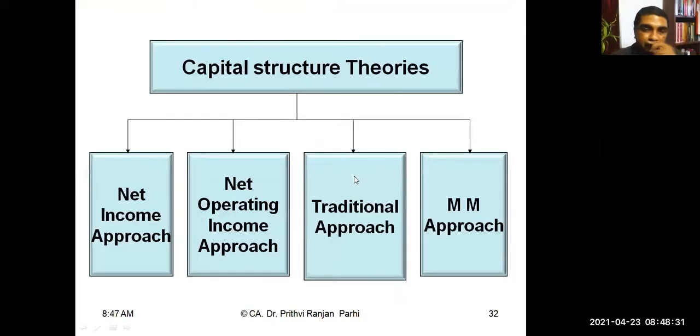Let us quickly recapitulate what we have learned in our previous classes. These are the four types of capital structure theories which we are going to learn. One is the net income approach. Second is the net operating income approach. Third is the traditional approach. Fourth is the Modigliani and Miller approach. We'll be learning all these theories one by one.